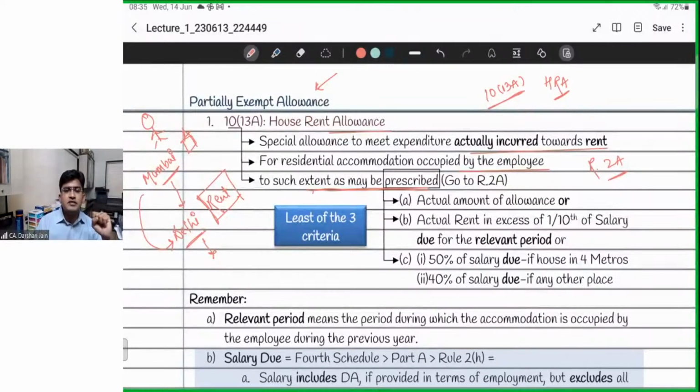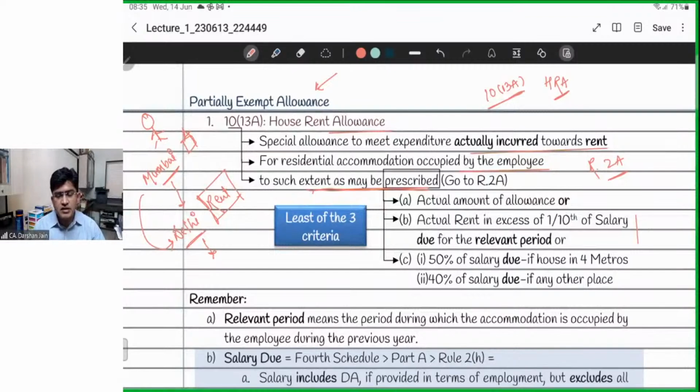Now, what could be the amount of exemption? Understand this. One is the actual amount of HRA received. Maximum, what could be exempt? Whatever you have received, not more than that. Getting my point? Maximum, what would be exempt is only the amount of allowance that is received. Secondly, actual rent in excess of 1/10 of salary due for the relevant period. Right, now look at this. This second condition is fairly logical.